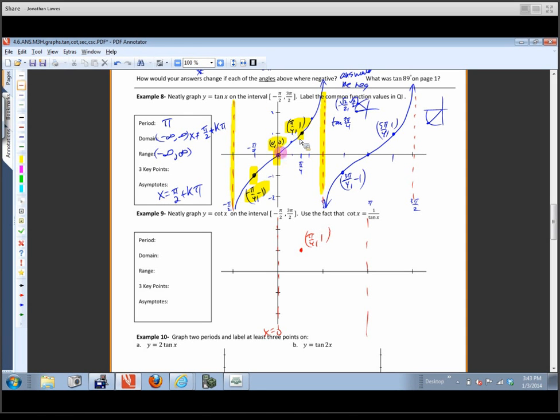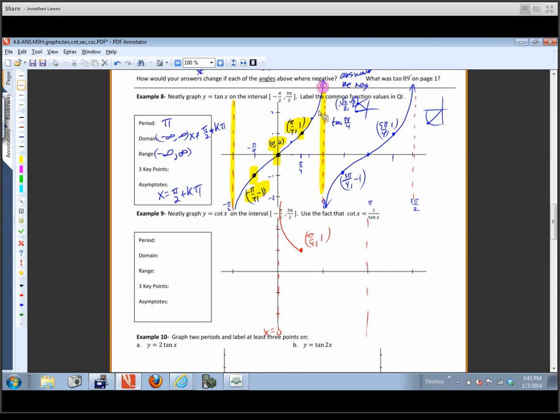But again, these values right here are all small positive numbers. The reciprocal of small positive numbers are big positive numbers. So this starts way up here and goes like this. Okay? Way up here and goes like that. So if I were to take this small number right here, let's say this number right here was 1/10, its reciprocal would be 10. That's why we'd be way up here on this red graph right here.